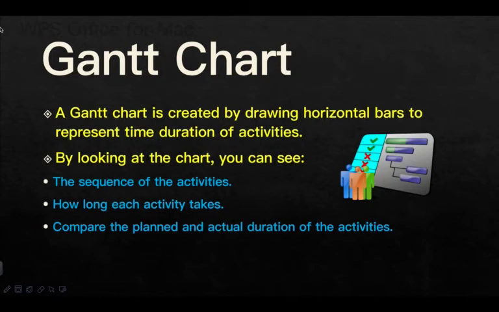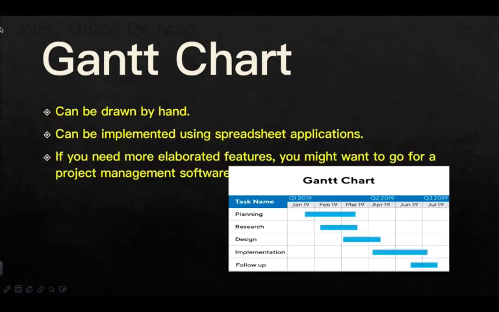A Gantt chart is created by drawing horizontal bars to represent the time duration of activities. By looking at the chart, you can see the sequence of activities, how long each activity takes, and compare the plan and the actual duration of activities. A Gantt chart can be drawn by hand, or implemented using spreadsheet applications. If you need more elaborate features, you might want to go for project management software.